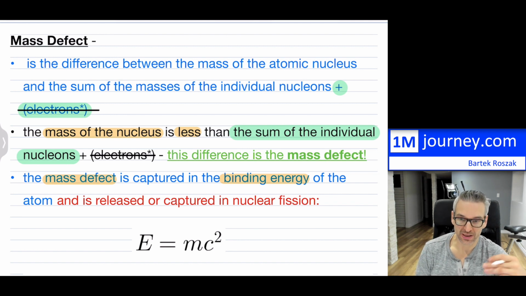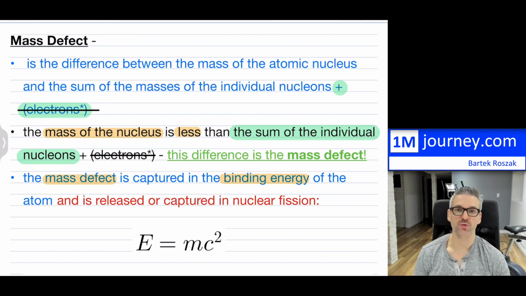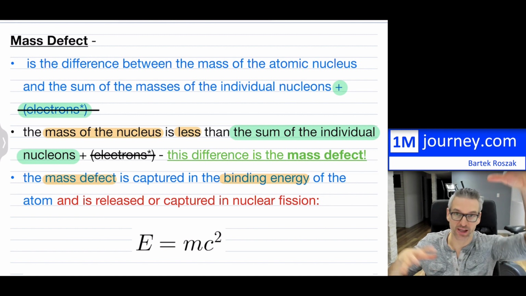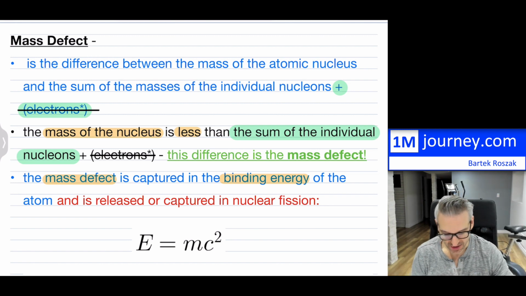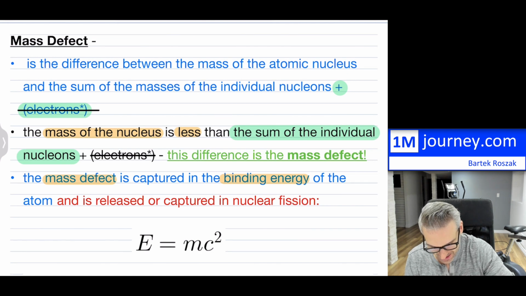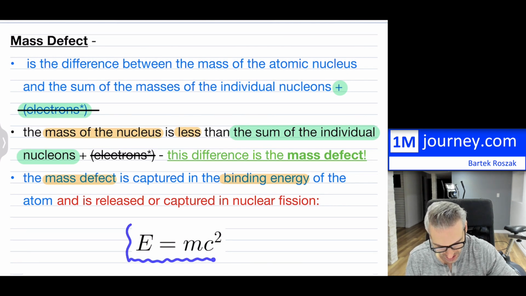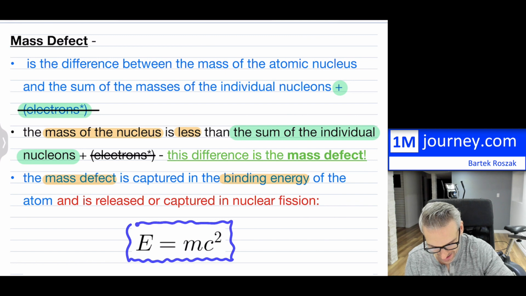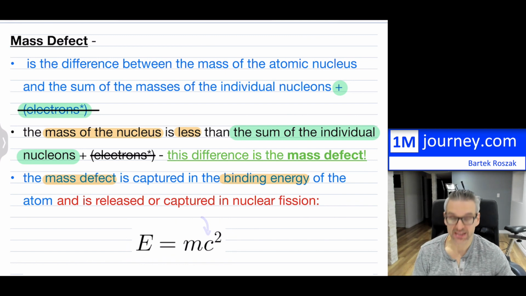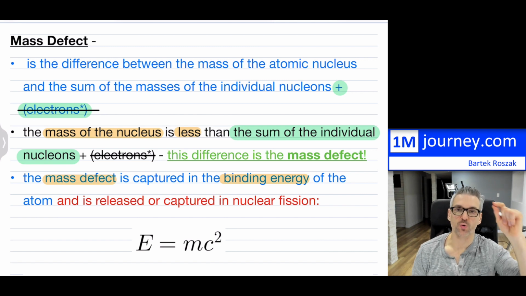And it is released, or captured, in these nuclear fissions or fusions, although here we're talking about fission, which is breaking these things apart, in this famous Einstein's equation, which basically captures an equivalence between energy and mass. It is that energy is equivalent to mass multiplied by c, the speed of light in a vacuum, squared.